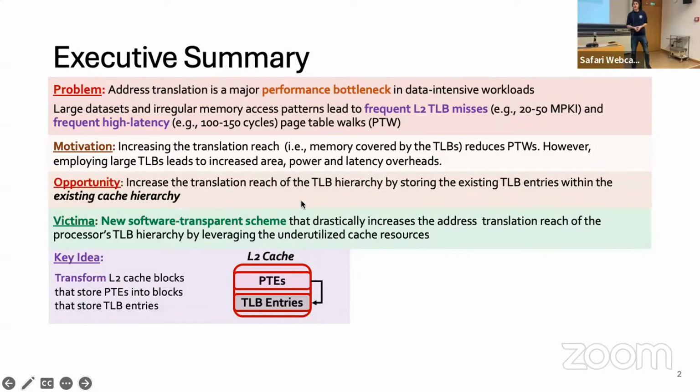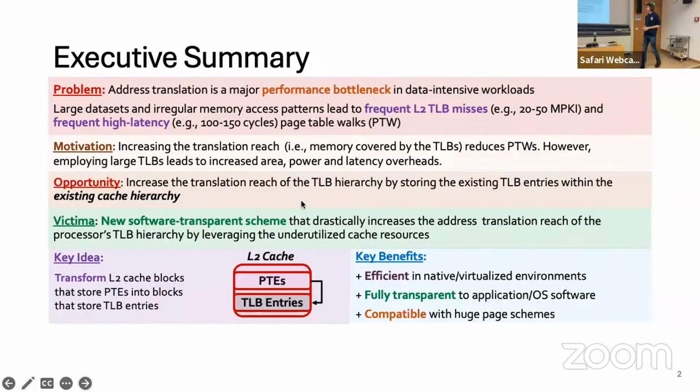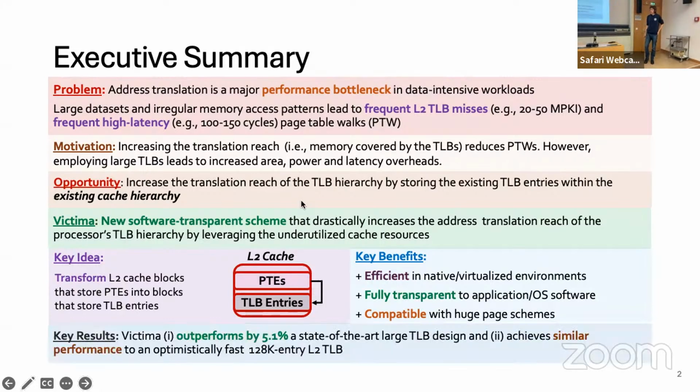The key idea basically is to use L2 data caches and transform them into TLB entries. And the benefits are that you achieve better performance, especially in virtualized environments. It's also transparent to the operating system and the applications, so you don't need compiler support or operating system support. And it also works with huge pages. And then finally, we will see that Victima outperforms state-of-the-art TLB designs by 5.4%, and achieves similar performance compared to an optimistically fast 120K entry TLB.